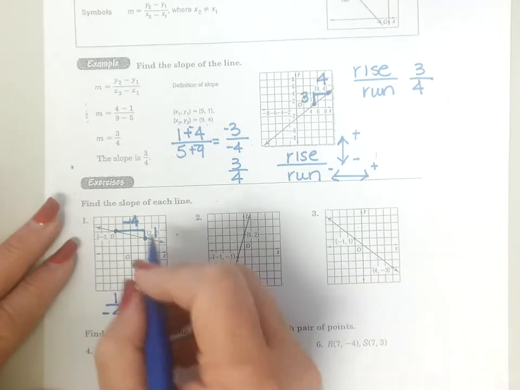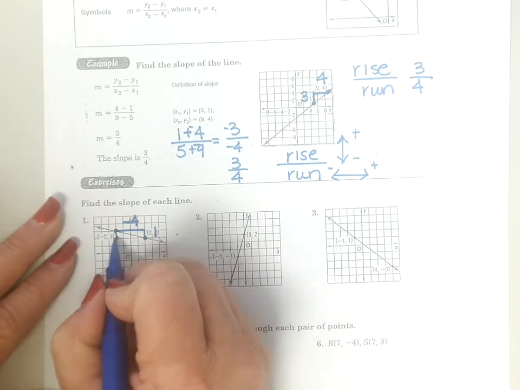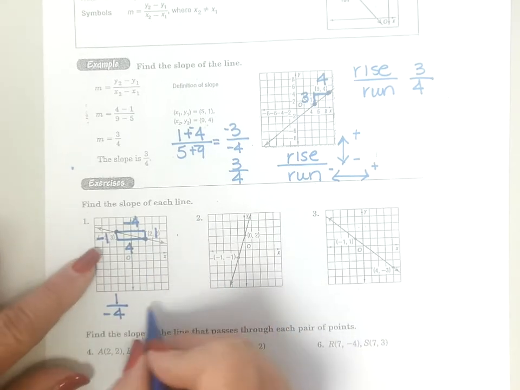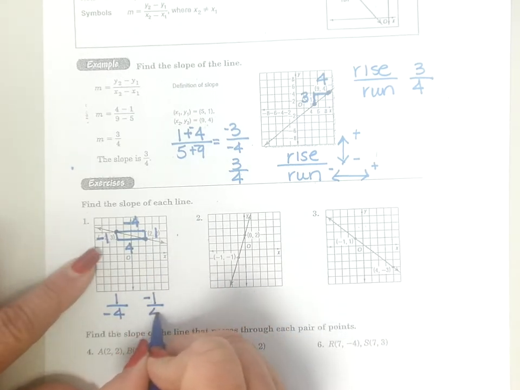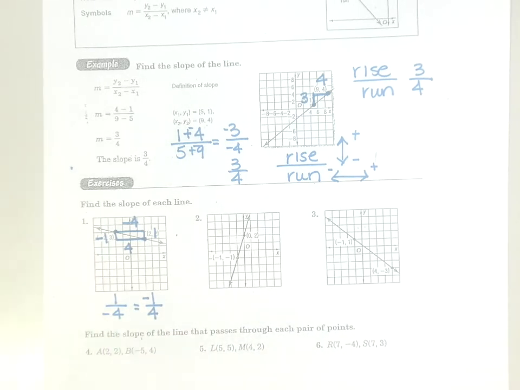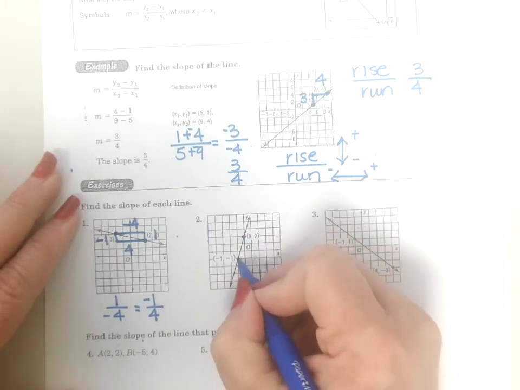So then if I decide to go down, I will go down 1, which is negative, and right 4, which is positive. So this time the negative would be on the top and the positive on the bottom. It doesn't matter if the negative's on the top or the bottom, it's still going to be a negative 1/4. All right, let's count the next one.